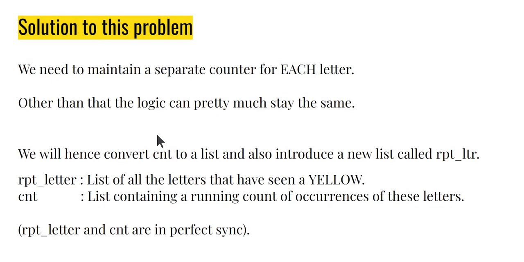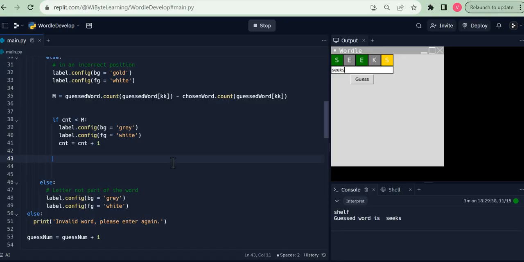So I'm going to use pretty much the same logic, but use a separate counter for each of the letters. Doing so, we will convert count to a list and we'll also introduce a new list called RPT letter, kind of like repeat letter. This repeat letter list will contain all letters that have seen a yellow, and count will be a list again containing the running count of occurrences of these letters. If you think about it, this is just generalizing the logic, and these two are in perfect sync. With this done, you will find that the code will just follow logically. Let's do this and we'll understand this better.